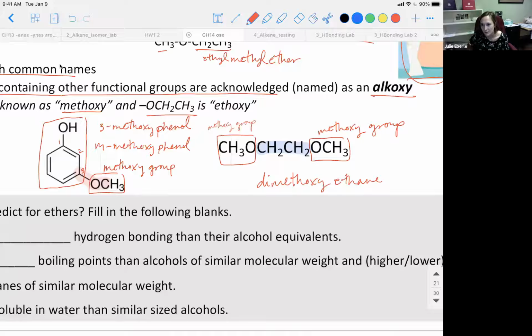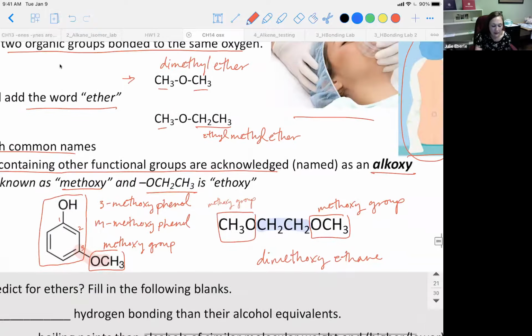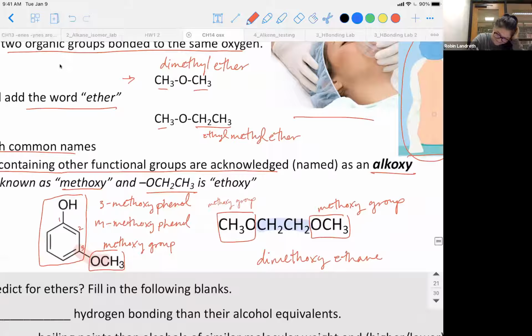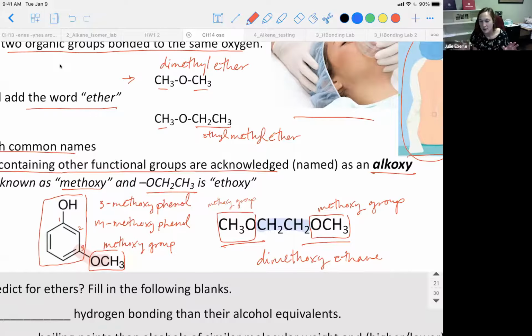Let me comfort you right now and say I'm not going to have a lot of questions for naming ethers on the exam. There may be one. But let me simplify this for you. If the only functional group in your compound is an ether, then you can name it as an ether. But if you have another kind of functional group, or if you have two ethers like this down here, then you name it a different way. You acknowledge the ether as a substituent, as a methoxy or an ethoxy or a propoxy group, okay?